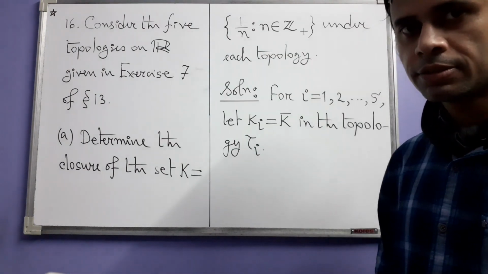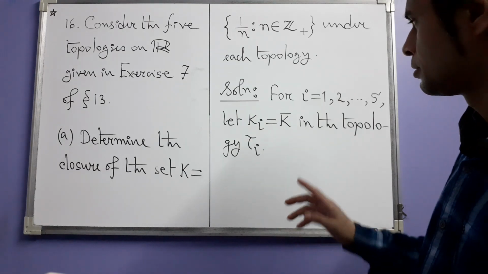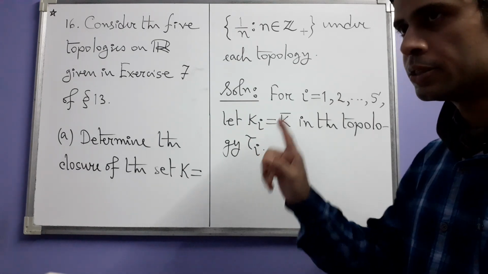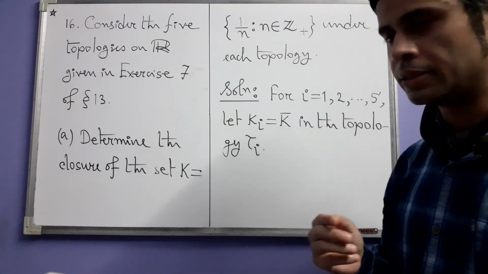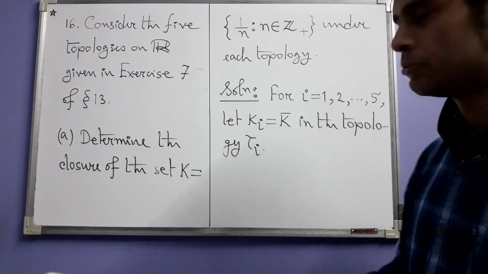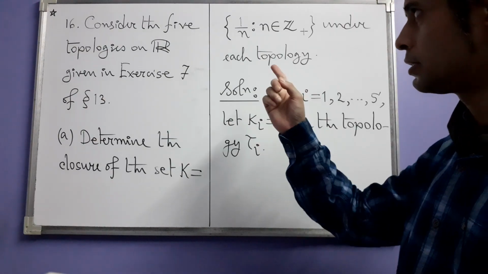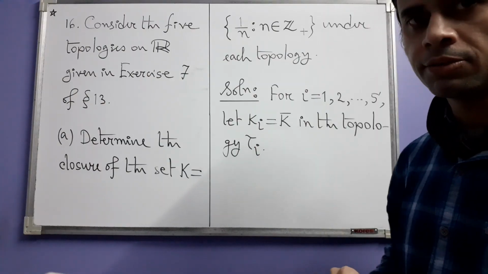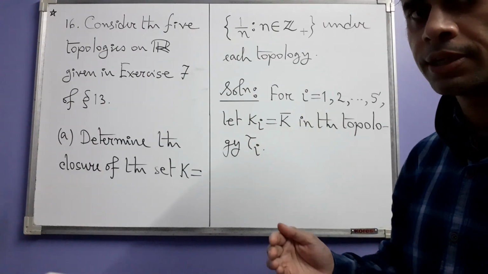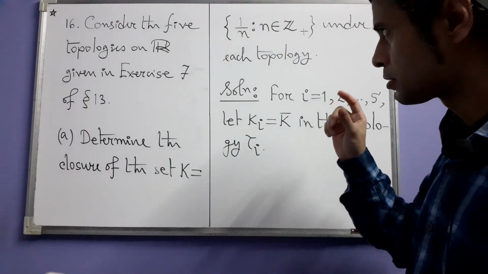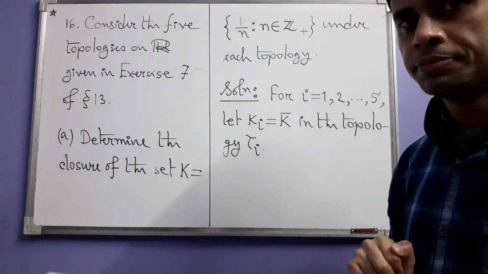Before we write the solution, we introduce a notation for our convenience. Those topologies, if you go back and see that exercise, they were named tau i, where i goes from 1 to 5. So if we want to mean the closure of the set K in the topology tau i, we are going to denote it by Ki. Okay, so Ki is the closure of K in the space of real numbers, but with the topology tau i.